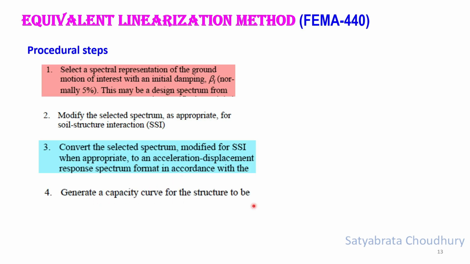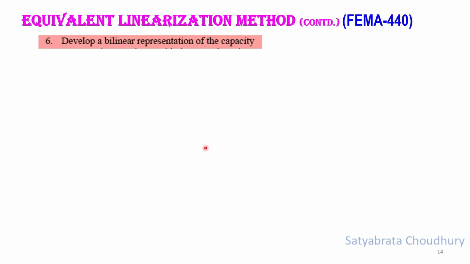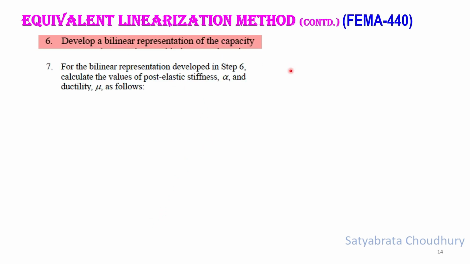Generate a capacity curve for the structure to be analyzed. Select an initial performance point, which is named as dpi, api. dpi is the spectral displacement at that point, and api is the spectral acceleration at that point. So this is an assumed target performance point. Develop a bilinear representation of the capacity curve, which we know how to do.